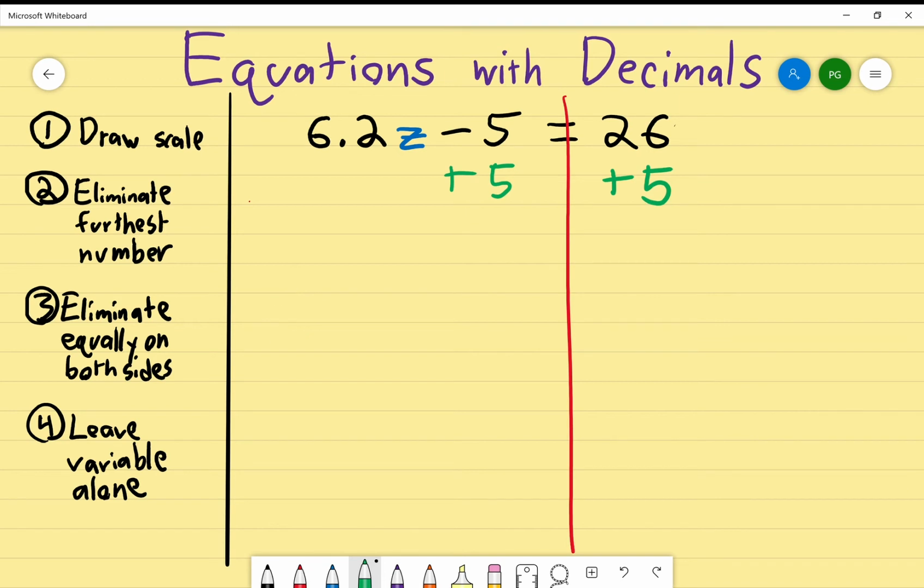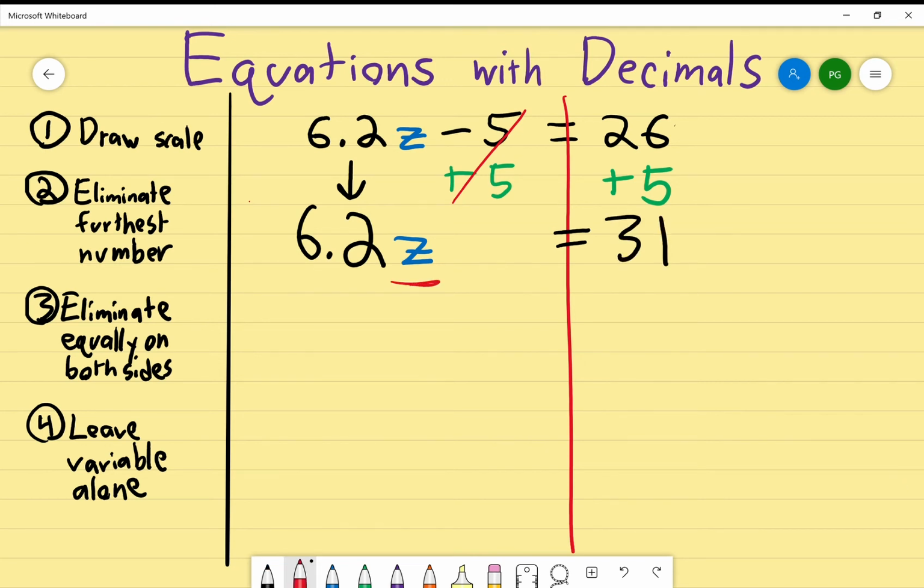Okay, well, 6.2z I can just bring down. I haven't touched that. Negative 5 plus 5 are going to cancel out. They're opposites. I don't need to worry about that. It gives me 0. I'm going to bring down my equal sign, and then 26 plus 5, well, that's going to be 31.